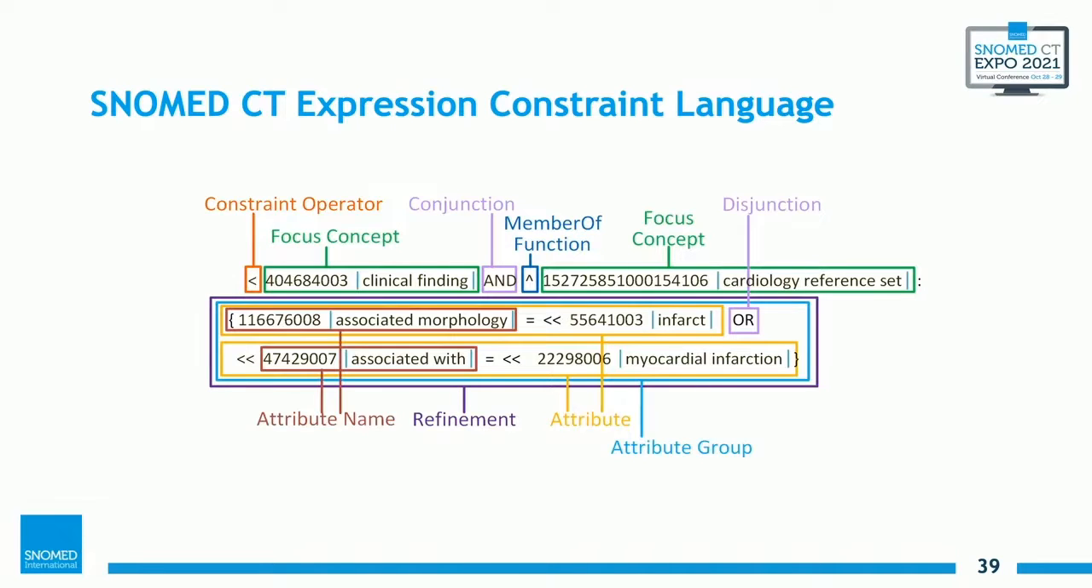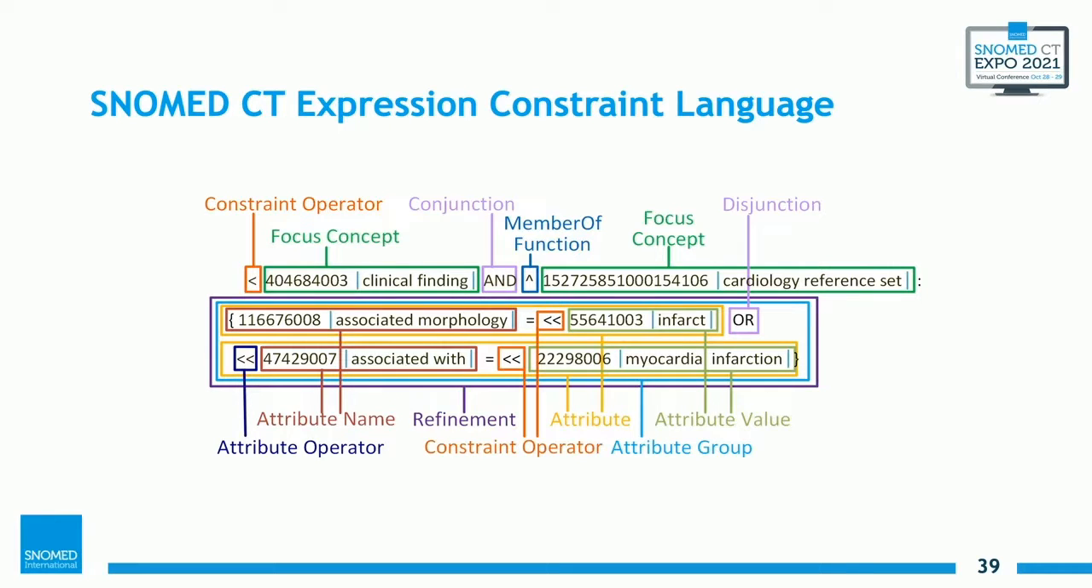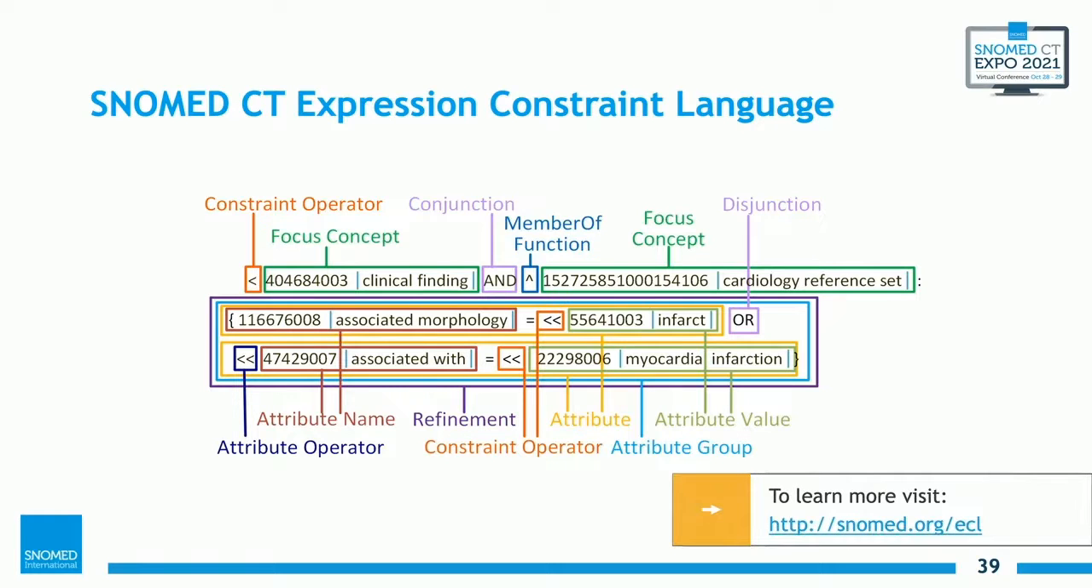Each attribute has an attribute name, which may be preceded by an attribute operator, and an attribute value, which may be preceded by a constraint operator. To learn more, please visit snomed.org/ECL.